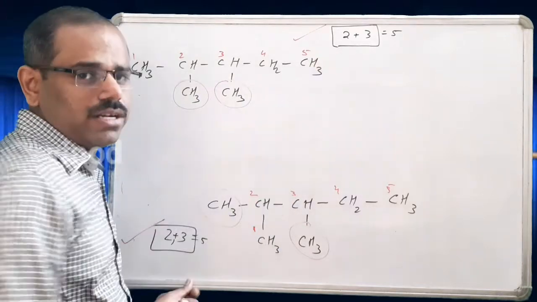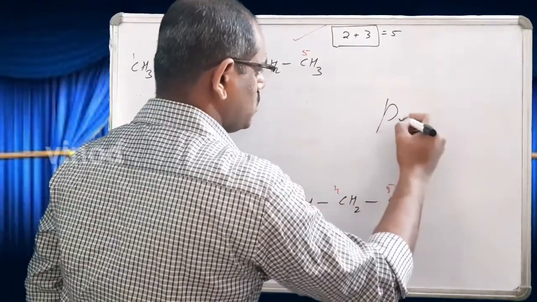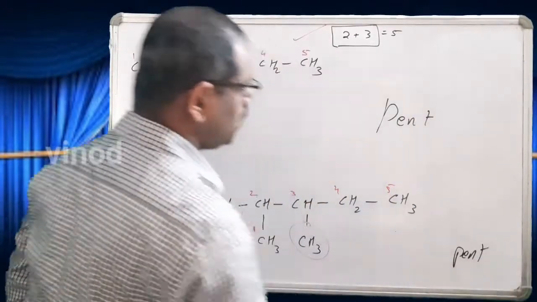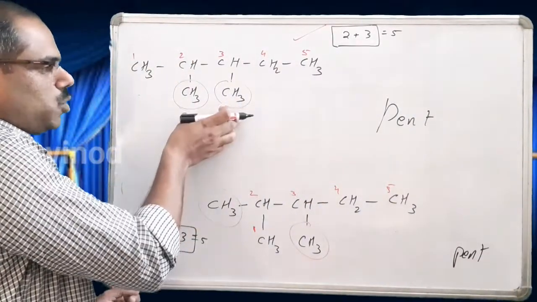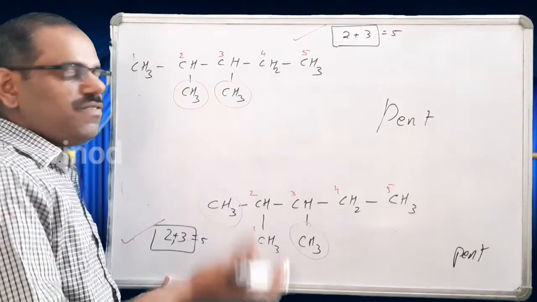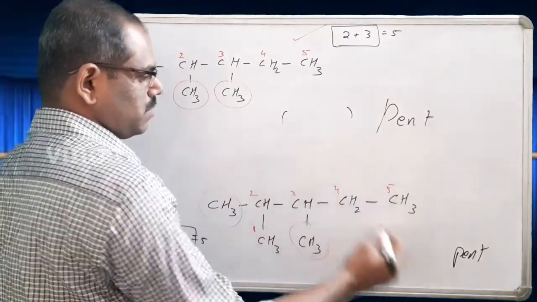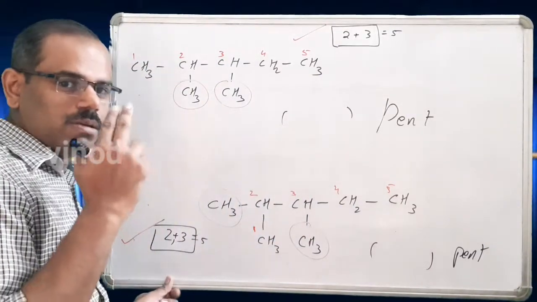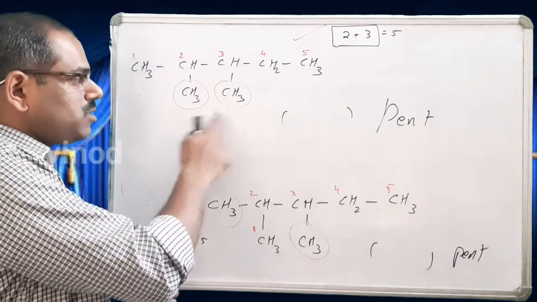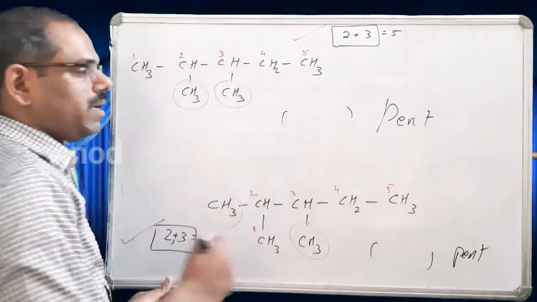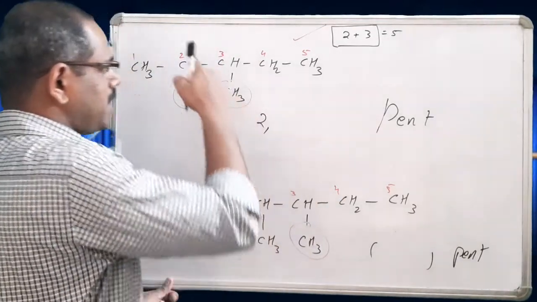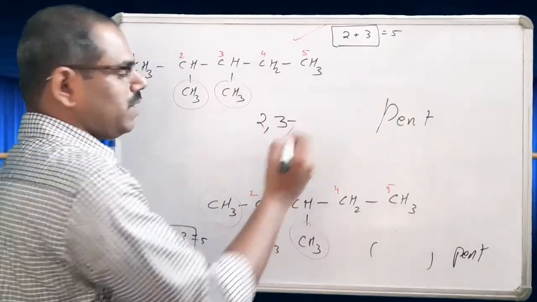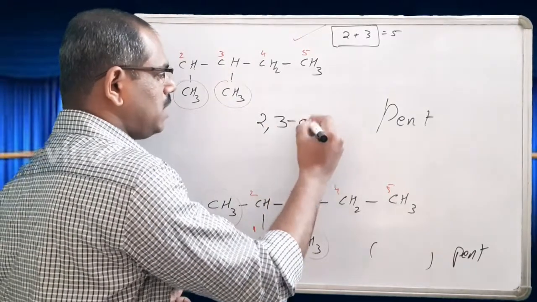So how do you name? First of all we write the word root. Word root is pent. Here also the word root is pent. And the substituent name comes as a prefix. How many are there? 2 are there. If 2 are there, we use the word di. Where are these 2? Second place and the third place. So we write 2, comma, 3, then a hyphen. Comma is a must. Since 2 are there, we use di.